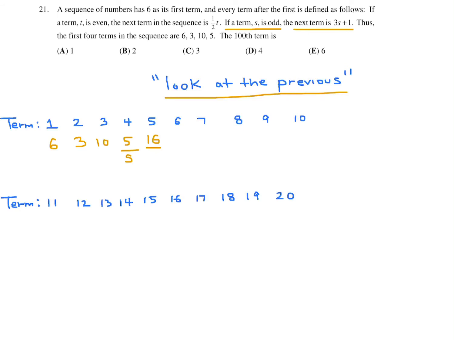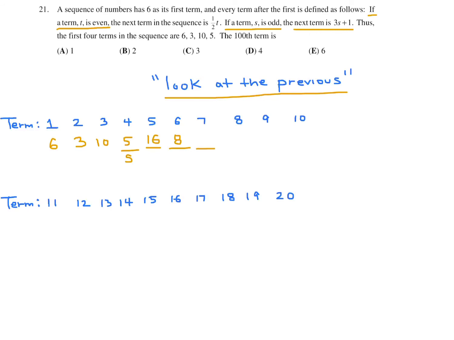Okay, so next, the 6th term. Look at the previous. It was 16. Is 16 odd or even? It's even. If a term t is even, the next term is 1/2 t. So 16 being even, the next term would be half of that, which is 16 divided by 2, which is 8. All right, so I hope you get the hang of that.